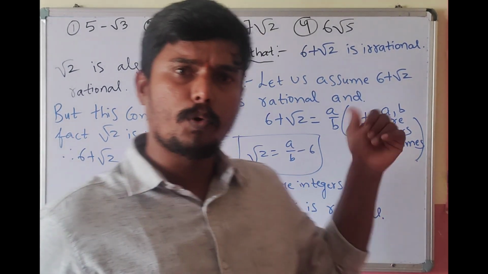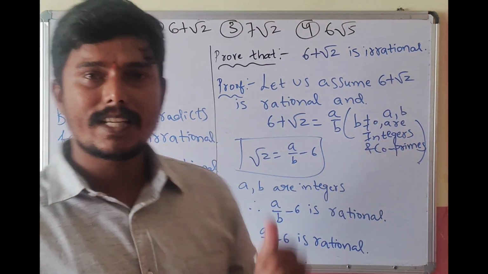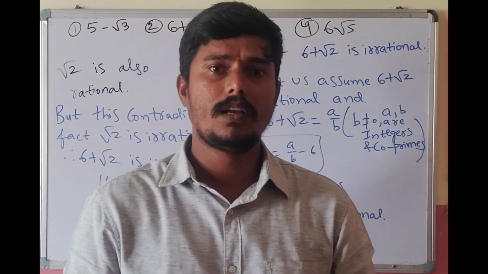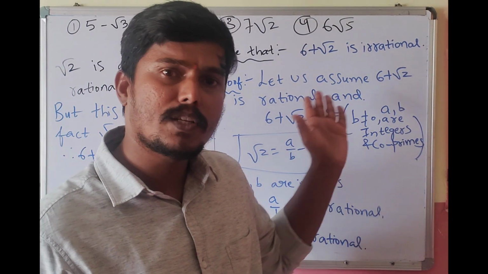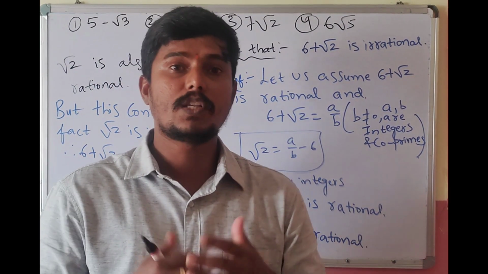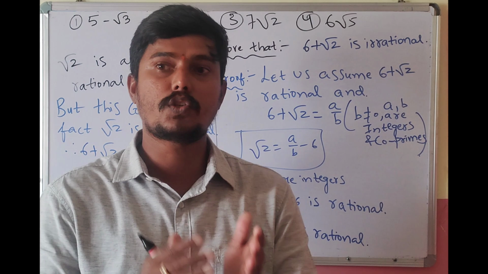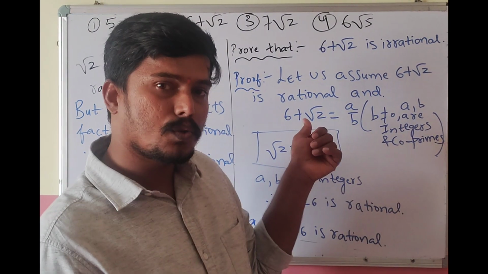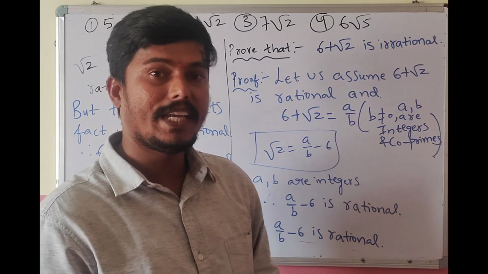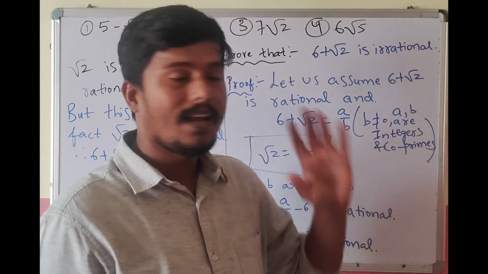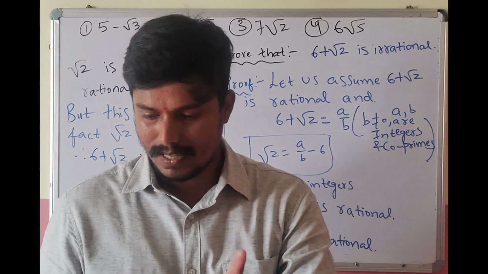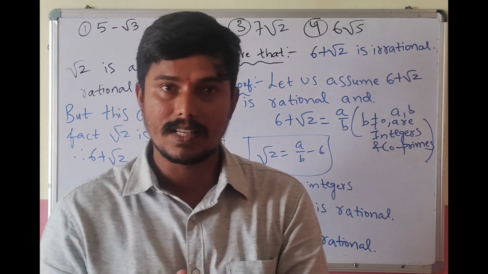Now what are we going to prove? We are supposed to prove that 6 plus root 2 is irrational. When you want to prove that, you take a proof. Let us assume that 6 plus root 2 is rational. When we assume that 6 plus root 2 is rational, we equate 6 plus root 2 to a by b, where b should not be 0. When b is 0, you cannot solve. And a and b are integers and co-primes.